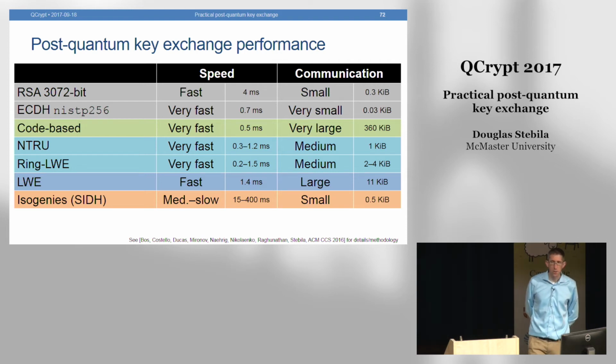So this is why post-quantum crypto isn't quite a slam dunk yet. We don't have good performance for small communications and high speed quite yet. This is for key exchange.